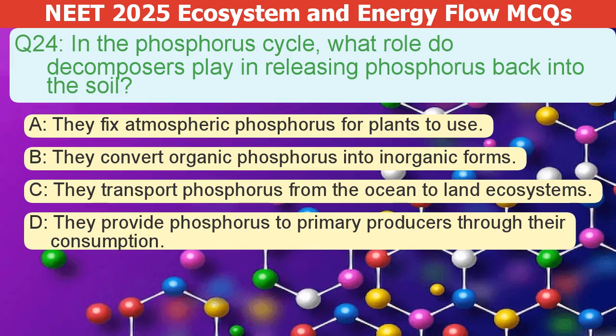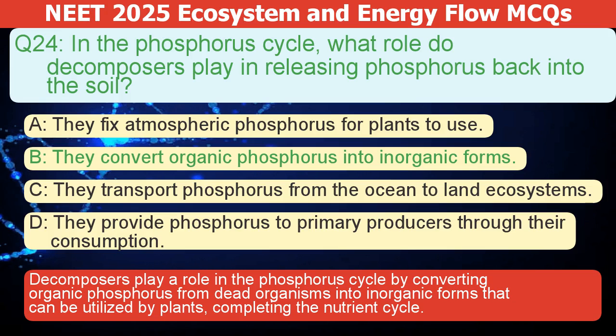In the phosphorus cycle, what role do decomposers play in releasing phosphorus back into the soil? A. They fix atmospheric phosphorus for plants to use. B. They convert organic phosphorus into inorganic forms. C. They transport phosphorus from the ocean to land ecosystems. D. They provide phosphorus to primary producers through their consumption. The correct answer is B. Decomposers play a role in the phosphorus cycle by converting organic phosphorus from dead organisms into inorganic forms that can be utilized by plants, completing the nutrient cycle.